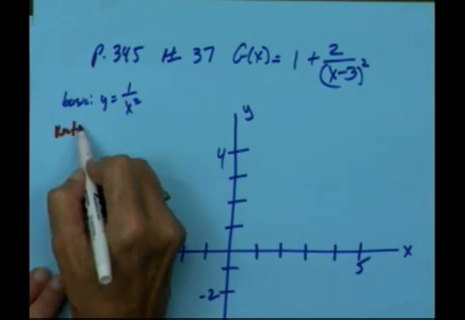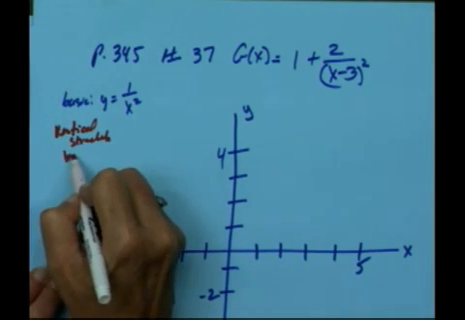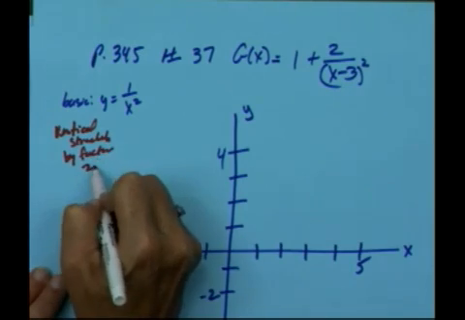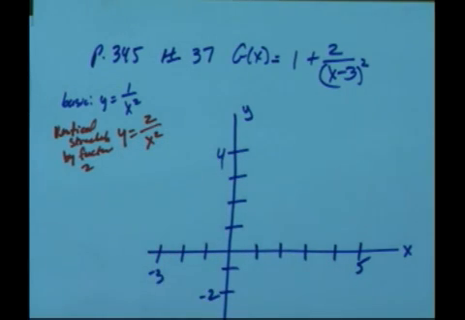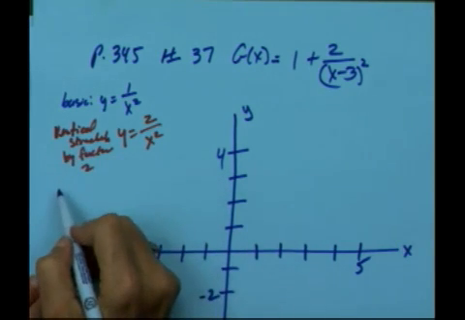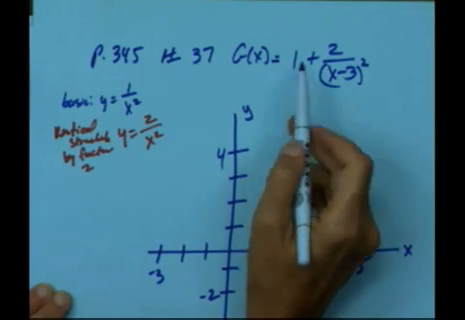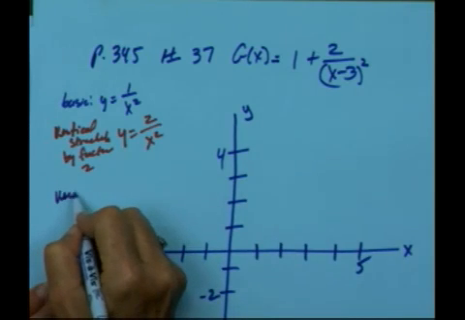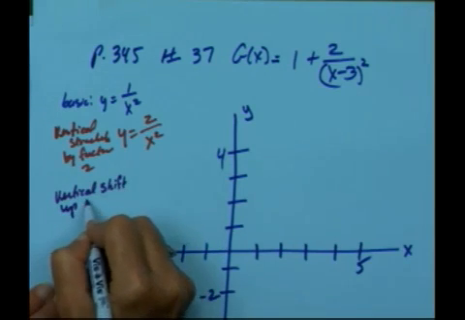Transformations. Vertical stretch by factor 2. So we're going to do y equals 2 over x squared. Okay. What is the next thing? You want to do the one next? Yeah. What's that going to be? Shift up. Vertical shift up 1.